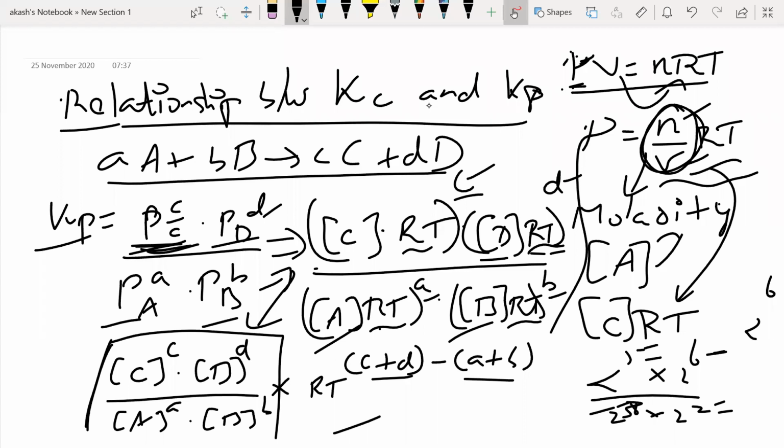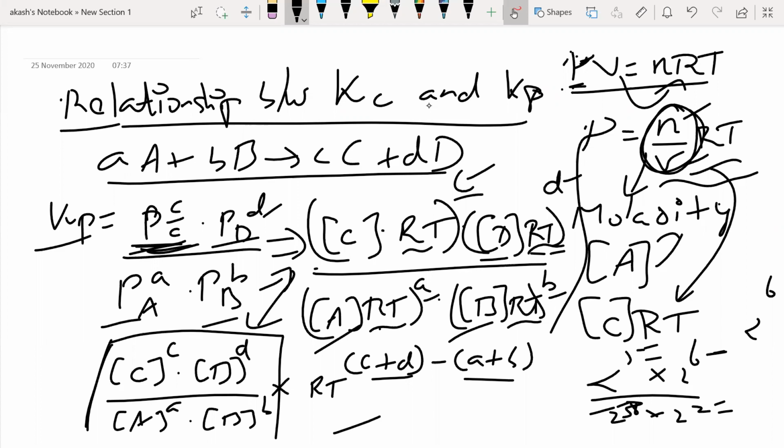What is this? Concentration, sir. Yes, concentration. C power C, D power D, all these divided by A power A into B power B. What is this? Kc, right? Yes, is it not? This is Kc, no? All these concentrations power the stoichiometric coefficients of the products and reactants. That's it. This is what I have.